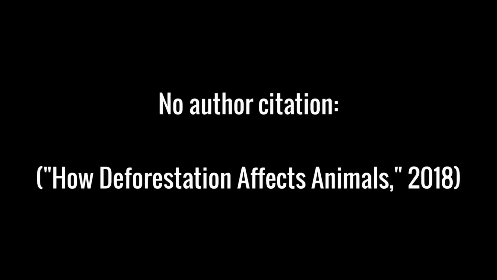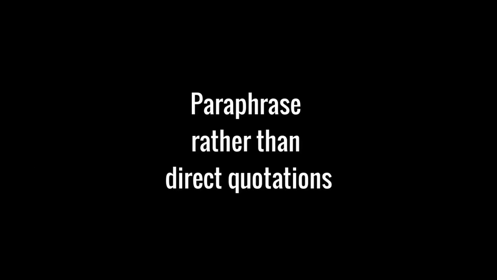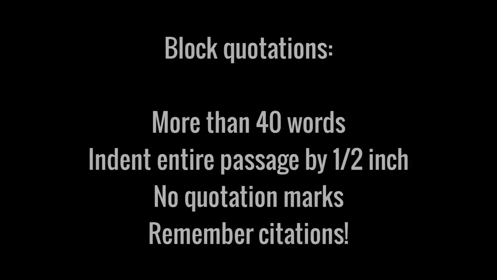If a source does not list an author, use the first piece of information from the references page in place of it. This would be the document title. When writing, try to paraphrase rather than using direct quotations. It just makes it sound so much better. Direct quotes more than 40 words should be set up as block quotations. To do this, indent the entire passage by ½ inch and do not include quotation marks. Make sure to add the in-text citations though.